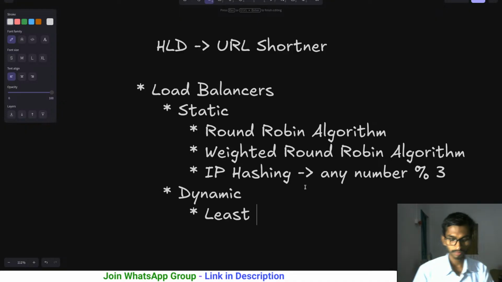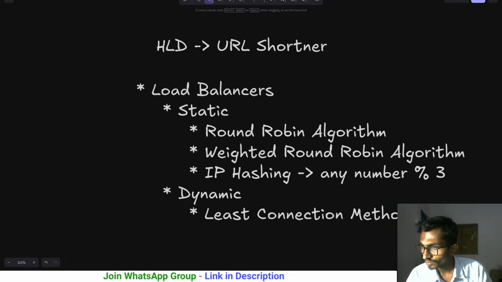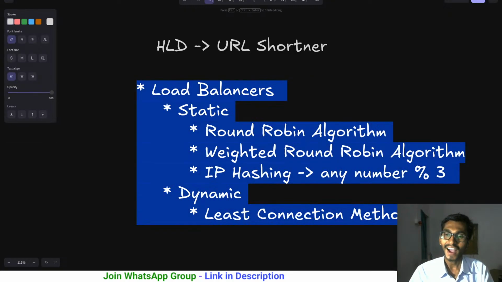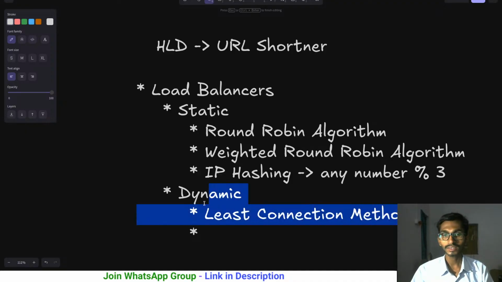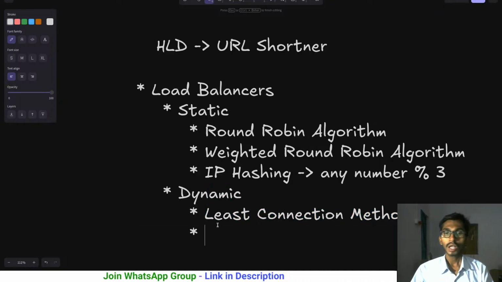Least connection, probably this is the one, least connection method. Let me have a look at this. Probably I'm forgetting this. So when it comes to this, we have least connection, well, that's right actually. I was a bit confused, but yeah, this is right. So least connection method simply means whichever has the least connections, just send the request over there. But it doesn't care about the load that the server actually has right now.